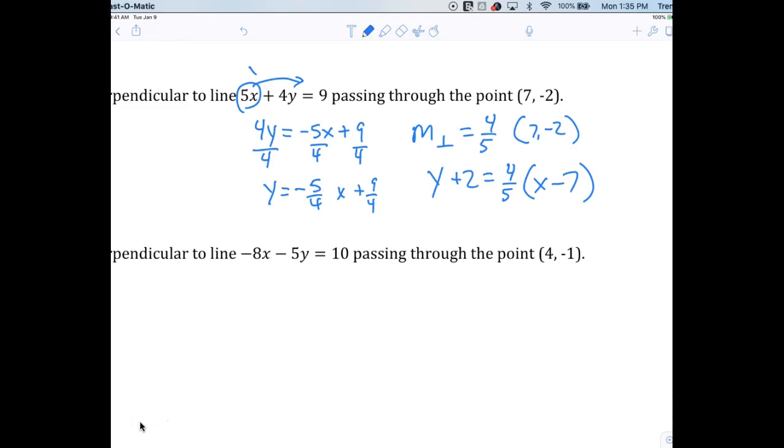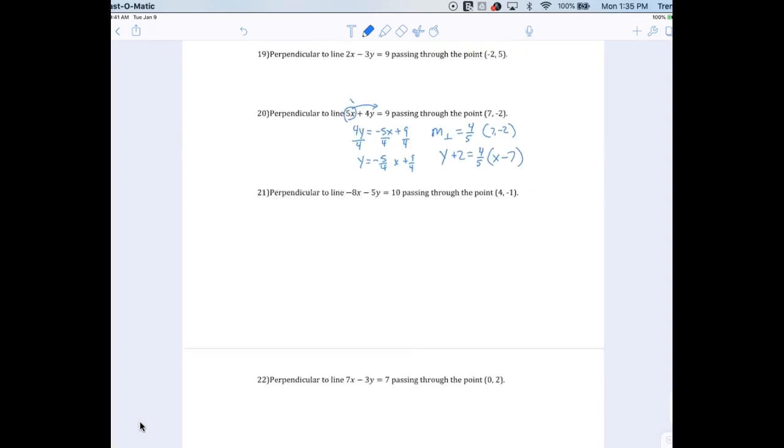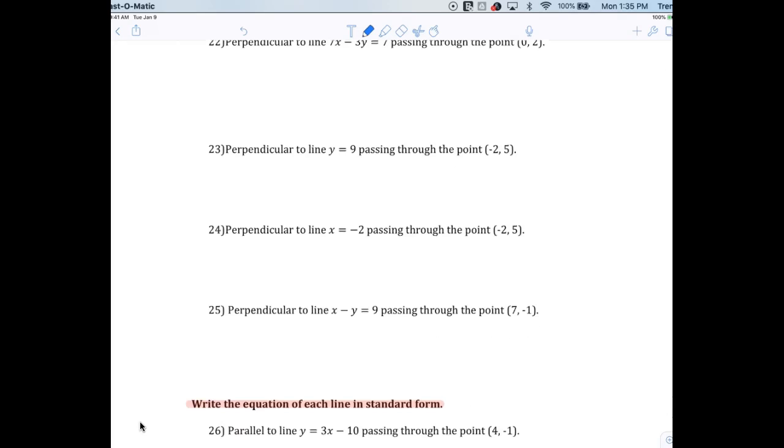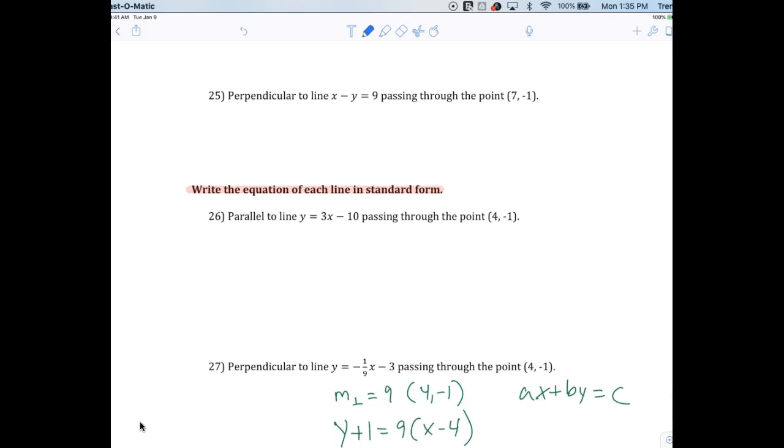You understand? All right. Now let's go a little bit harder. I want everybody to look at 26. Why is 26 harder? Because it says write it in standard form. So it says I want a parallel line.